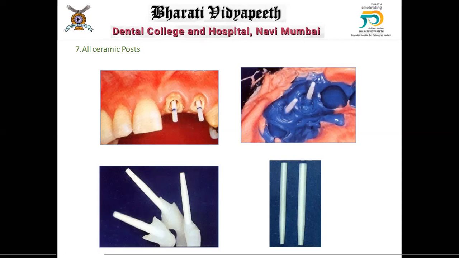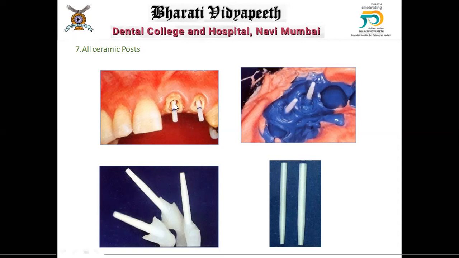So it has a considerably wide root. You can go for a wider post. As compared to that, the posterior teeth are multi-rooted. They have three canals or two canals, but since they're multi-rooted, the root diameter is also less. So in such cases, you need to select a narrower diameter of post. You can go for multiple posts, maybe one or two, but the diameter has to be less.